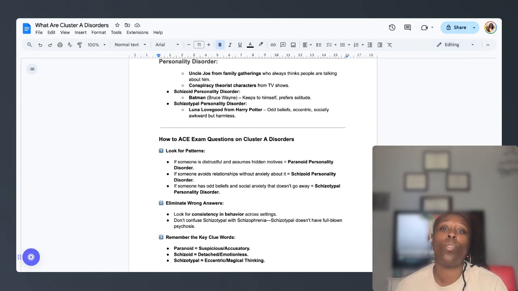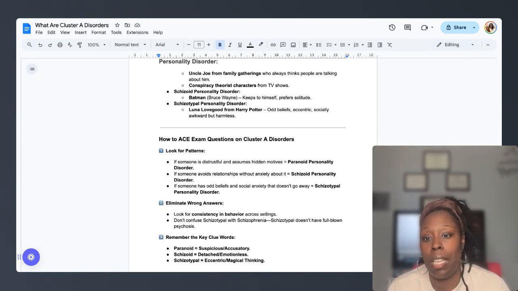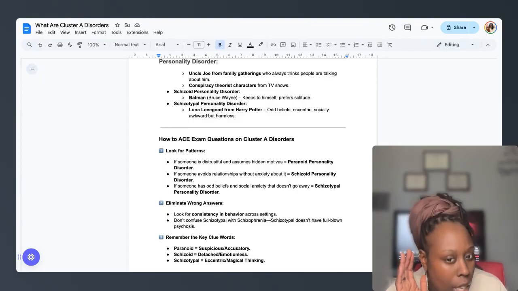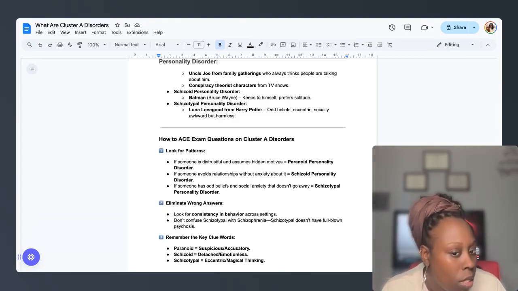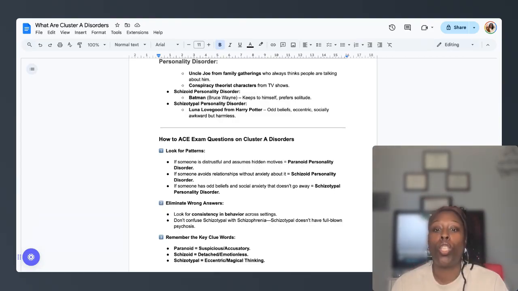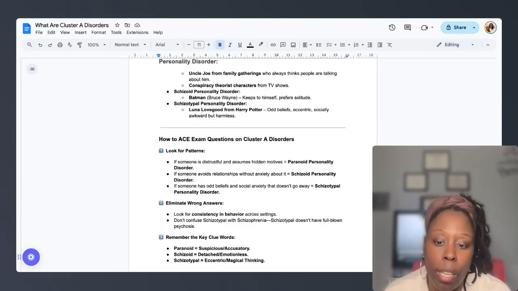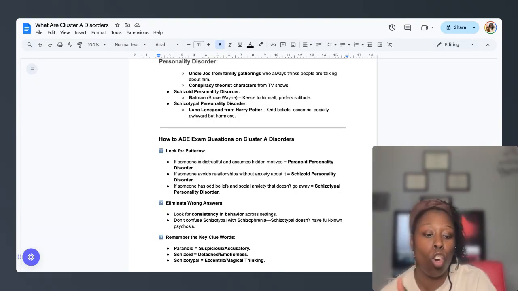So let's move on to how you can ace these questions when it comes to the exam. Look for patterns. If someone is distrustful and assumes hidden motives, you got what? Absolutely paranoid. If someone avoids relationships without anxiety about it, schizoid. If someone has odd beliefs and their social anxiety doesn't go away, think of schizotypal.